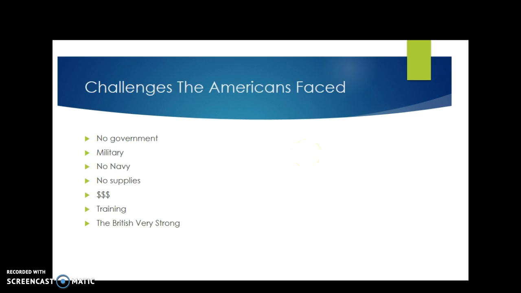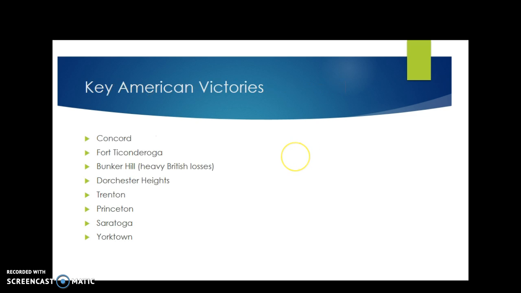Challenges the Americans faced in the road to independence: they had a very limited government, hardly any government formed, unorganized. They had no military in the beginning. They had no navy. They had no supplies or way to get supplies. They had no way to raise taxes to get money. The men were very poorly trained, and the British were very strong. It seemed impossible that they could in any way defeat the British.